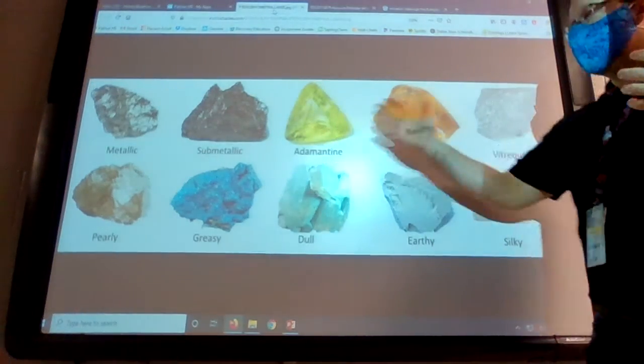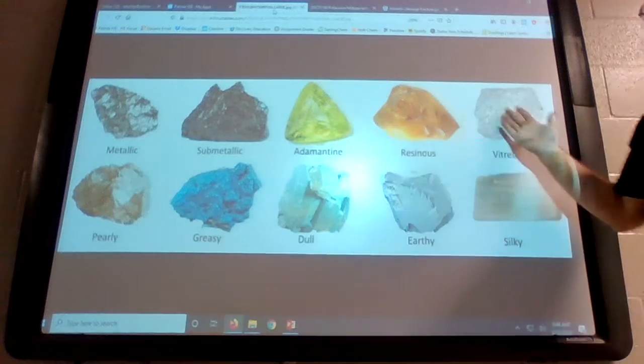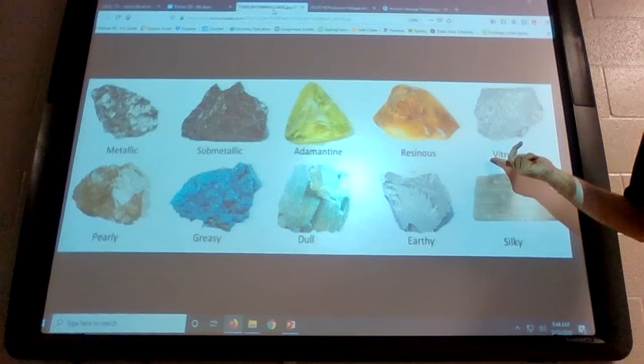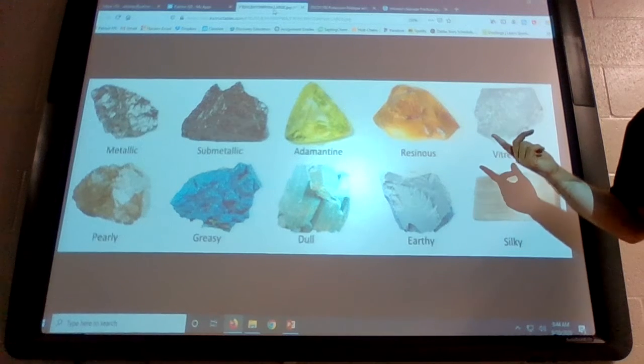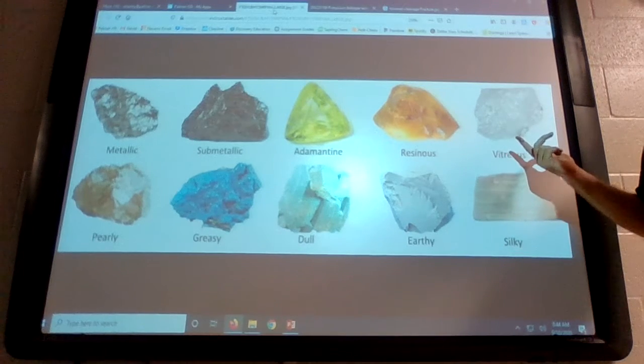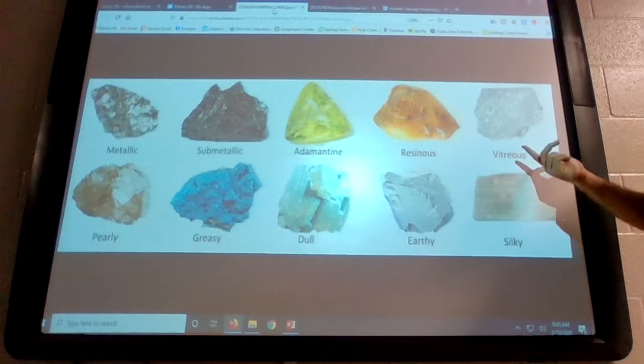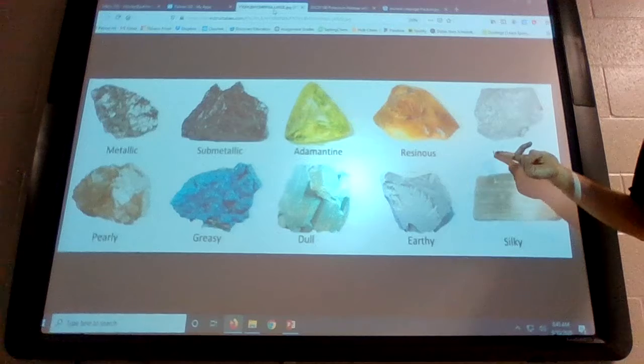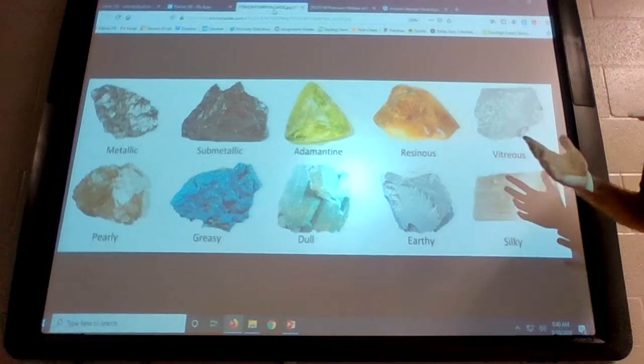But these are two very similar lusters here. Vitreous definitely stands in the glassy category. I think most quartz, if you're familiar with quartz, and we will see plenty of it in a little bit, not today, but soon. Quartz always falls in the vitreous category, a nice glassy look.